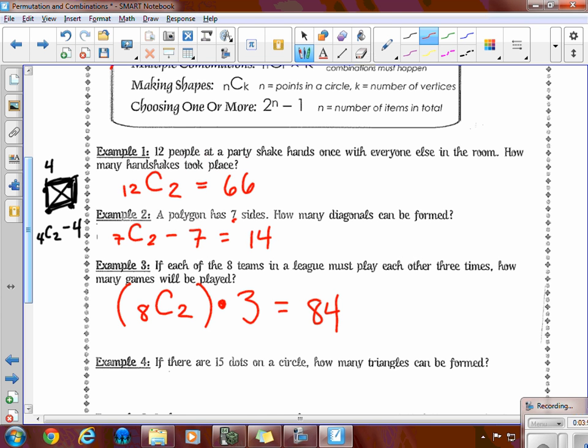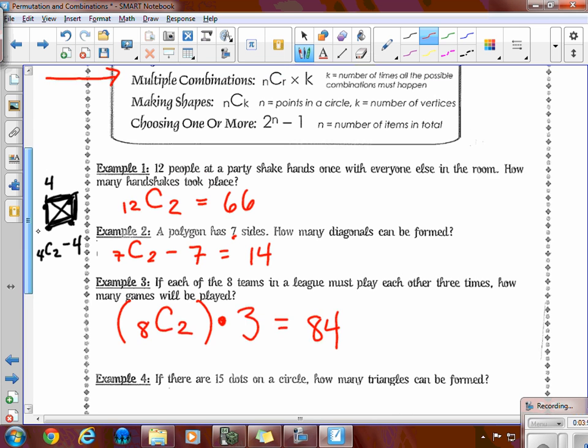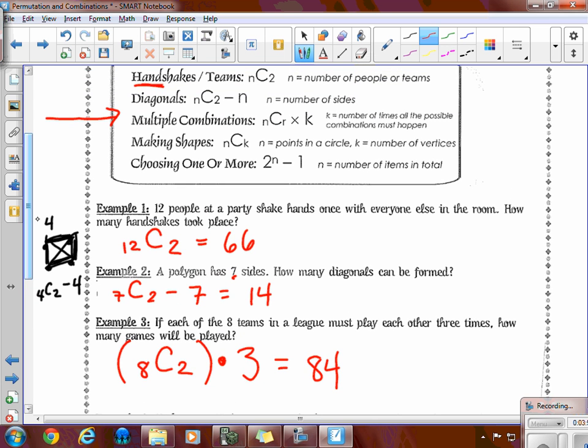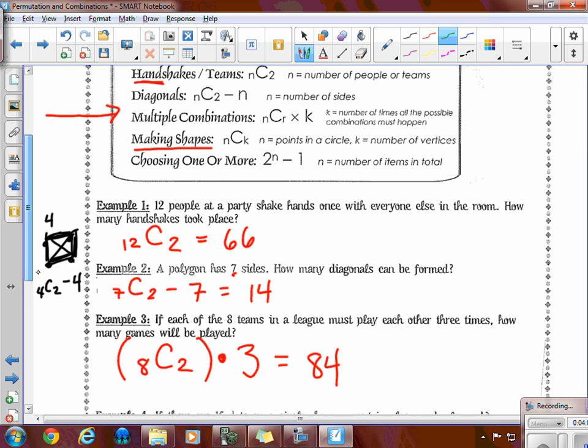Example 4. If there are 15 dots on a circle, how many triangles can be formed? Now up here, this comes from making shapes. The points on a circle, the number of vertices. If we're making a triangle, we need to have 3 vertices to actually make a 3-sided shape.